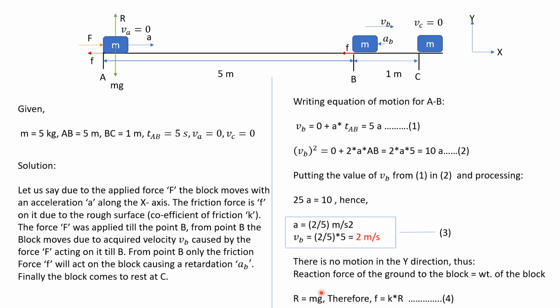Now there's no motion in the y direction. Thus the reaction force of the ground on the block is equal to the weight of the block, right? R is equal to mg. Therefore the friction force f will be K into R. This is equation 4.